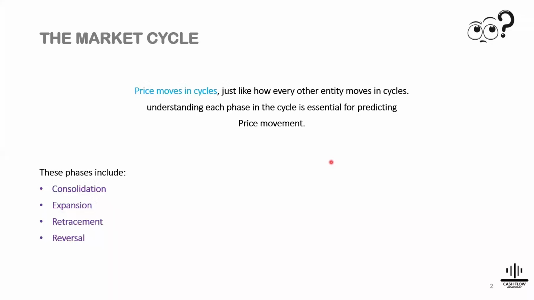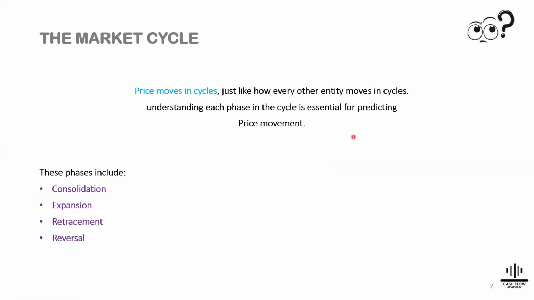This is episode 4. Today we're going to be talking about market cycles. Now, I need you to understand that price moves in cycles, just like how every other entity moves in cycles. Like we have different seasons. We have autumn, spring, winter, and summer. In Nigeria, we have rainy season and dry season. There are different cycles in price movement. Understanding each phase in the cycle is essential for predicting price movement.